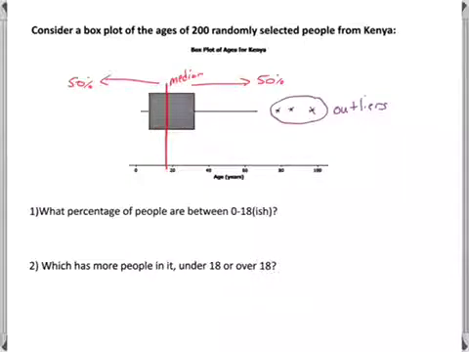So what percentage of people are between 0 and 18? Well, based on the box and whisker plot, 50% of the people are, because our median hits at 18. And so with that information, which has more people in it, under 18 or over 18? Well, we just said that under 18, there's 50% of the people, and then over 18 would be the other 50%. So both groups have 100 people in them. So our answer here is they have the same amount.